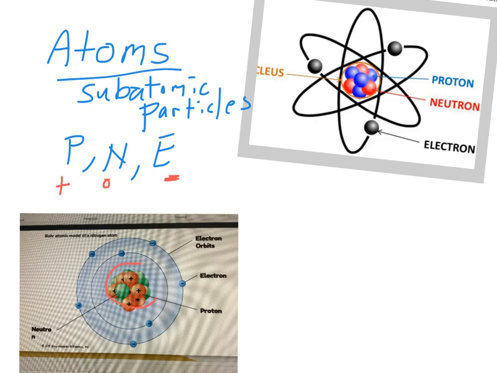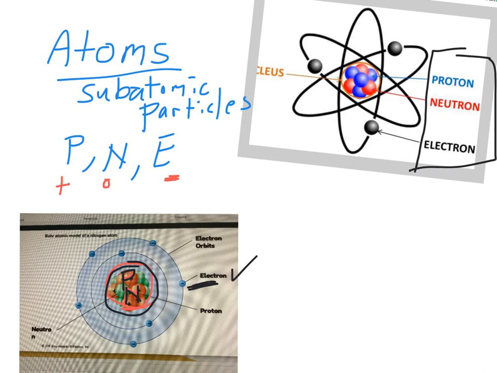Right here in the middle is your nucleus, and that's where you have your protons and your neutrons. Let me put that in black so you can see it a little better. Okay, so your protons and your neutrons are in here, and your electrons are out here on the outside. Okay, so these three things are the most important. It's really what makes up your atom. And the center part is always your nucleus.